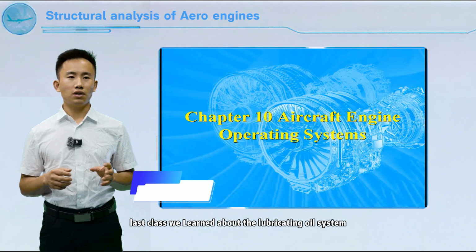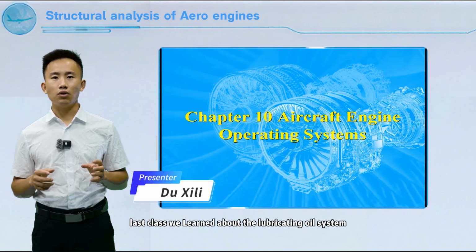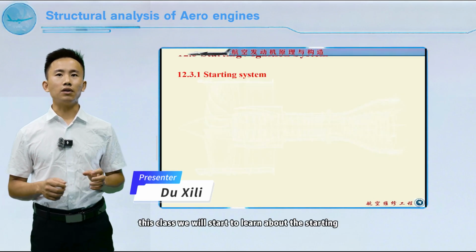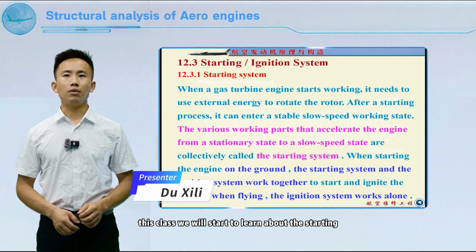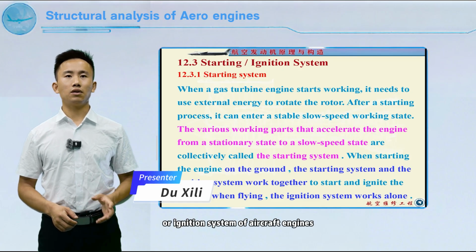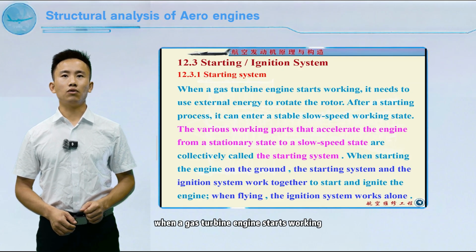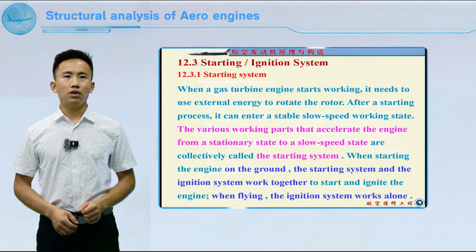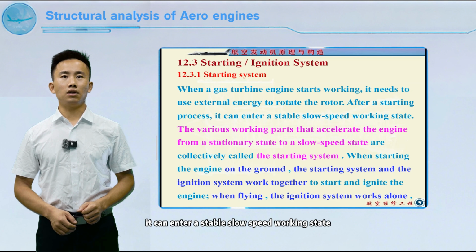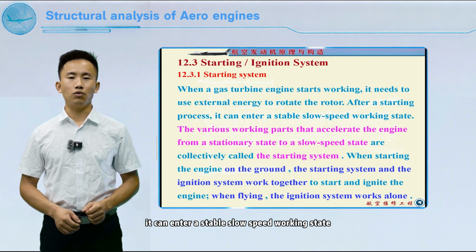Hello students, last class, we learned about the lubricating oil system. This class, we will start to learn about the starting or ignition system of aircraft engines. When a gas turbine engine starts working, it needs to use external energy to rotate the rotor. After a starting process, it can enter a stable, slow-speed working state.